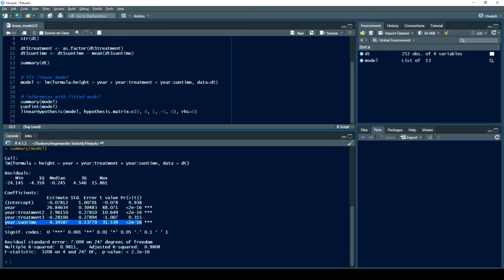Lastly, the average suntime per day has a positive effect on growth rate, as should be expected. Each hour suntime is estimated to lead to roughly 4 centimeters additional growth per year. But as you already know, these are only the specific estimates for our data, so we shouldn't focus too much on them. Rather, we should use the conf_int function to obtain a range of parameter values under which the observed estimates are not too unlikely.